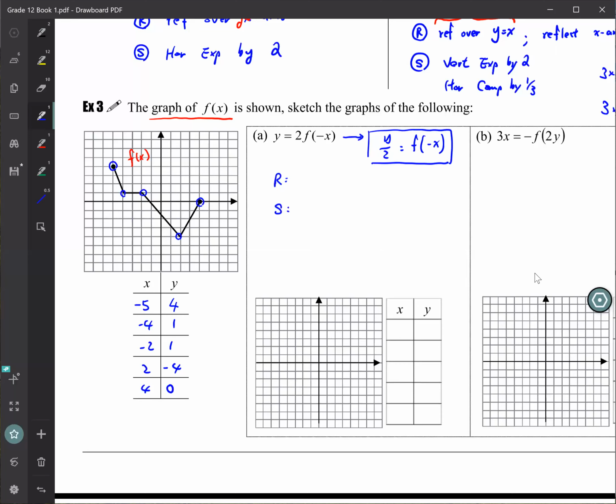All right, so let's see. Trudy, what's your story for R? For R, I got reflect over y-axis. Very good. Over y-axis. And then for S, let's see, William. Vertical expand, right? By 2. Yeah, very good.